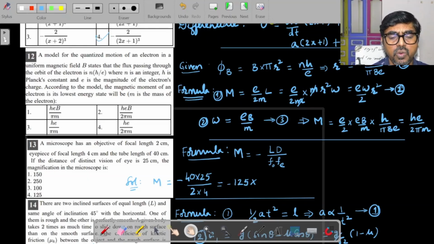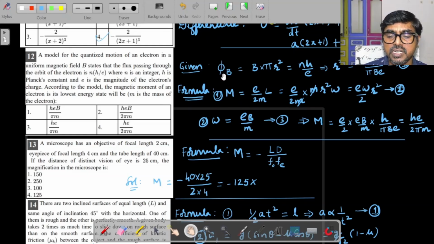A model for a quantized motion of an electron in a uniform magnetic field states that the flux passing through the orbit of electron is nh by e, where n is an integer. By reading this statement only, students will be totally demoralized, because it looks very abstract, but this is a very important skill in physics, comprehending the statements given and converting that into symbols. The statement has to be converted into symbols, that's important.